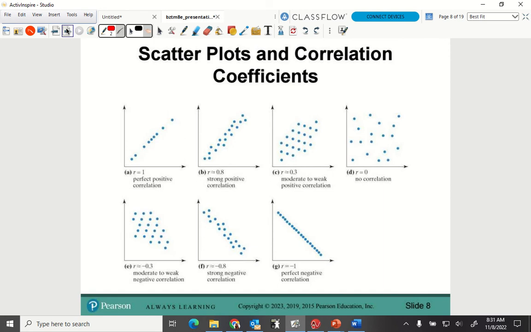So here are some examples you can use to identify what each one would be. Perfect positive correlation is right here. They're all going up. Down here at this last one, it says perfect negative correlation. They're all going down. And there are examples somewhere in between. Pay attention to the r values below the pictures.